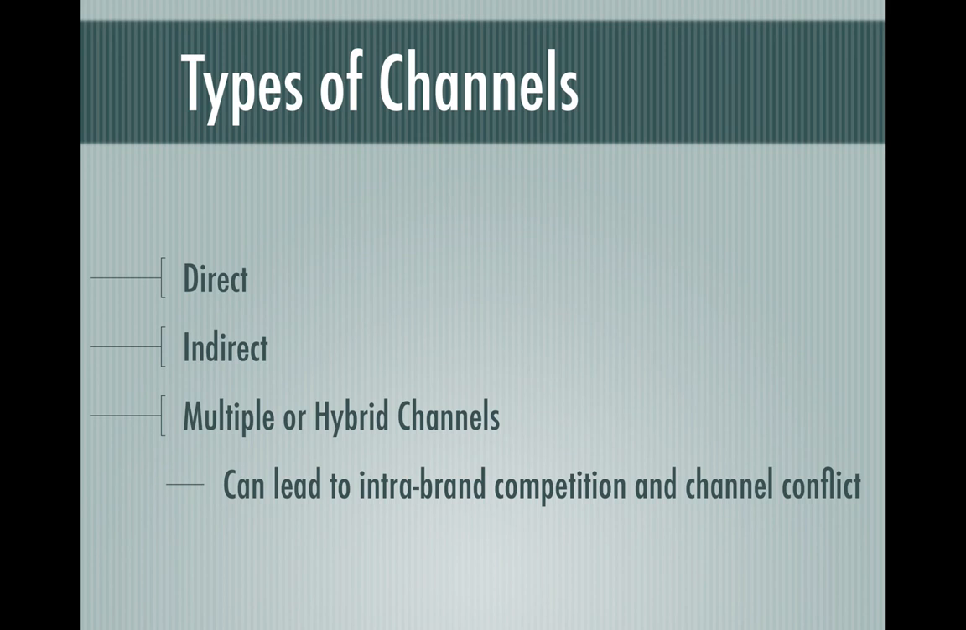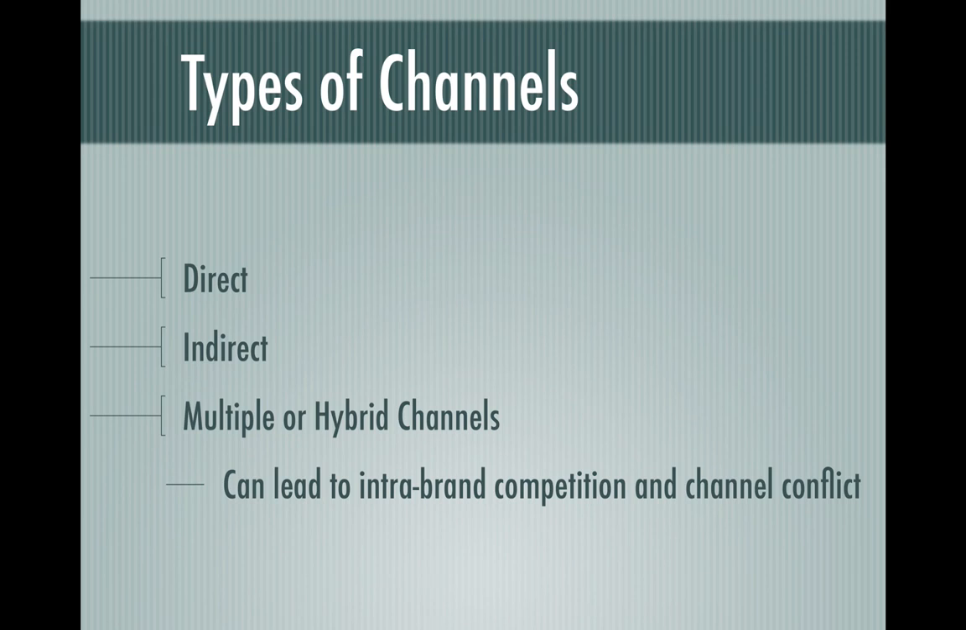So there are many types of channels, and direct channels indicate that there are no independent businesses between the manufacturer and the end user. Direct channels could include a website for e-commerce. It could include a direct sales force, as in business to business marketing. It could include company owned retail stores, as Apple has. So those are all examples of direct channels.